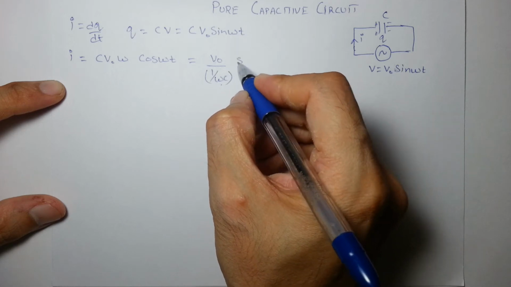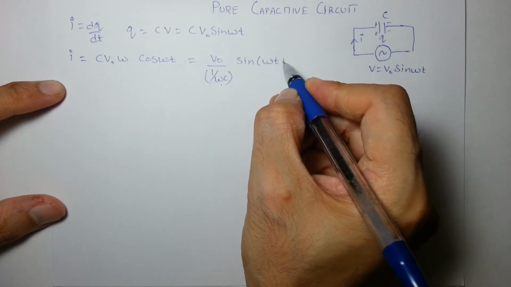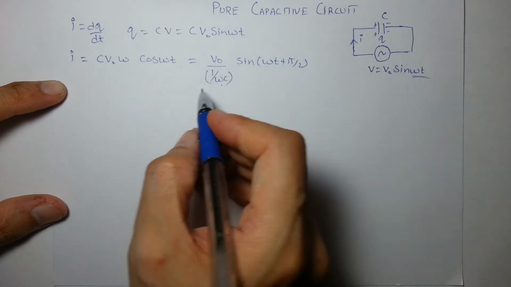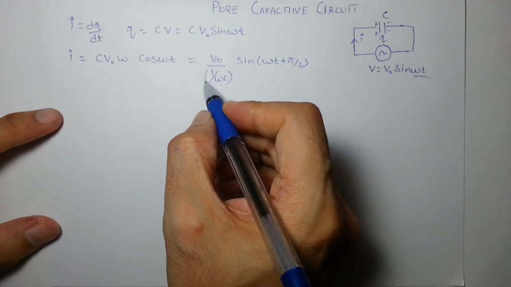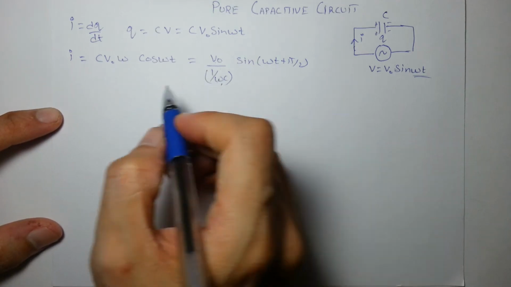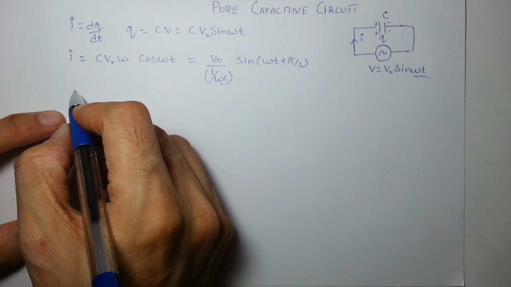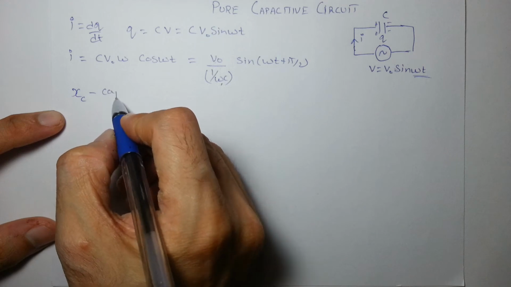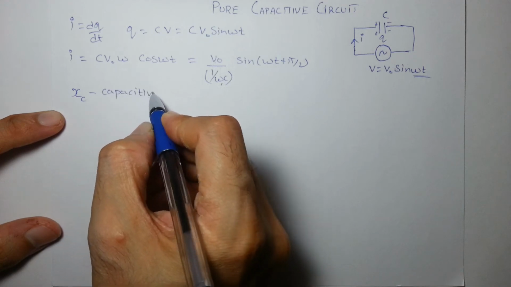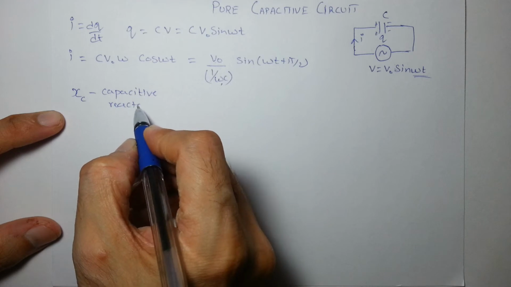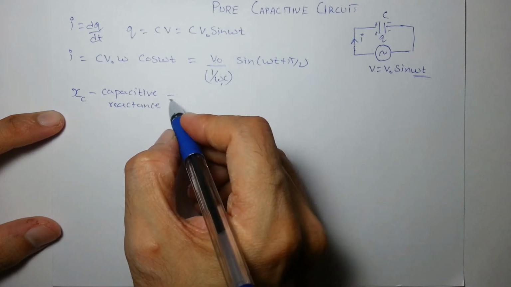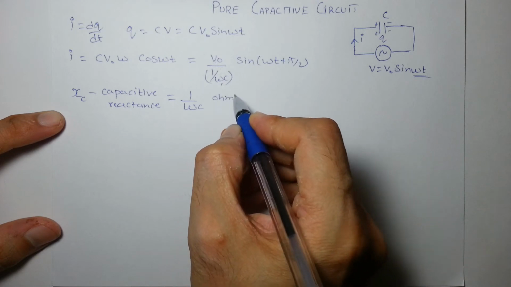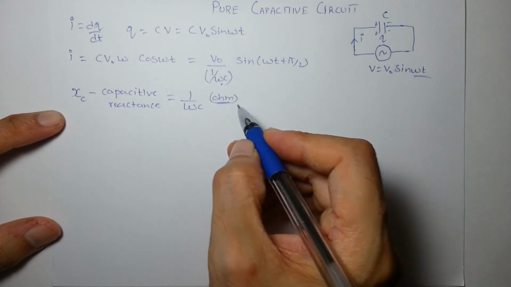And cos omega t को फिर से sin omega t plus pi by 2 to compare it with the initial phase of voltage. Okay, so this is the resistance offered by the capacitor. But ये resistor तो है नहीं, तो इसका नया नाम दिया XC, capacitive reactance. It is equal to 1 by omega c. Obviously it's a resistance, so its unit is ohm.